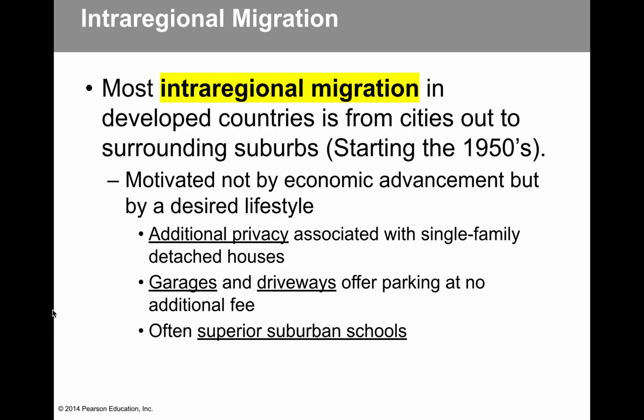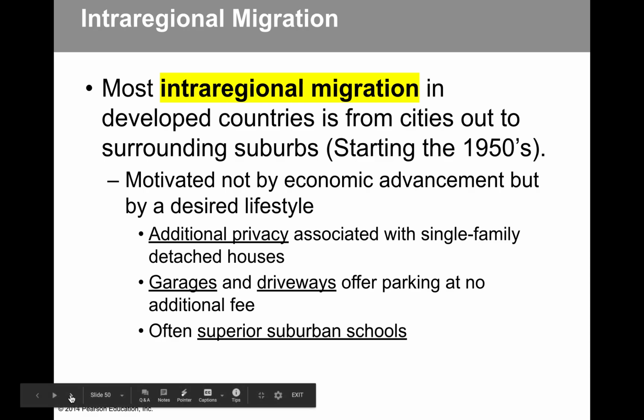Intraregional migration began to start in the 1950s in the U.S. People were seeking the movement from city to suburbs. They wanted additional privacy, cheaper housing, detached houses with garages. They wanted driveways. They wanted free parking. They wanted superior suburban schools. And those are the main pull factors, environmental pull factors.